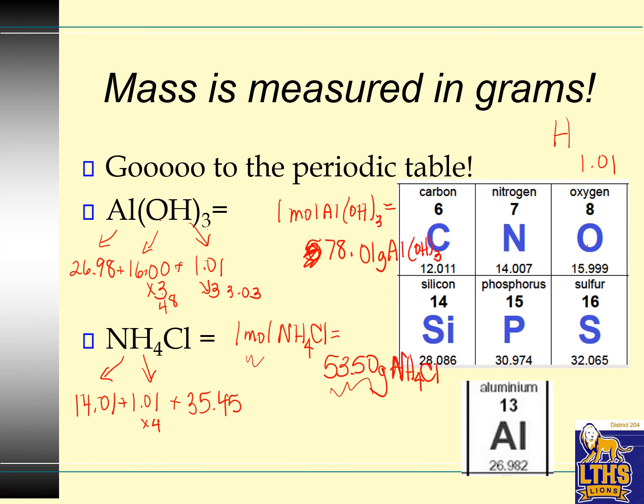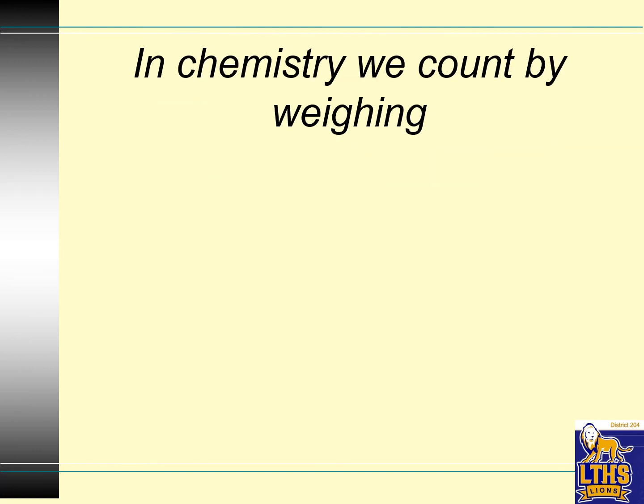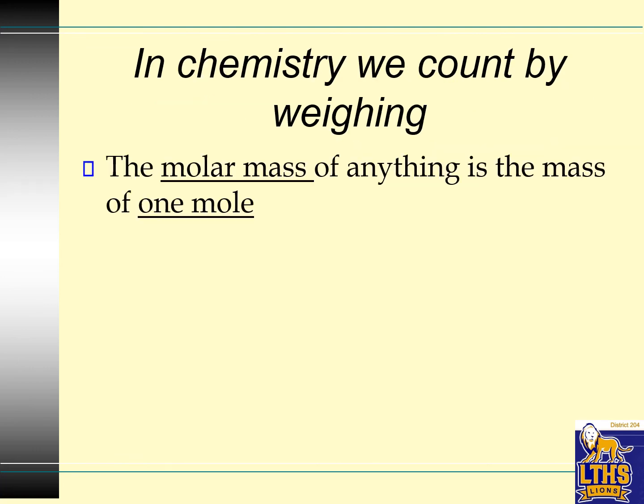Well, anytime it's moles and grams, you've got to go to the periodic table to get it, and you have to add up all the stuff in it. Okay. All right. So in chemistry, we count by weighing. So the molar mass of anything is the mass of 1 mole.